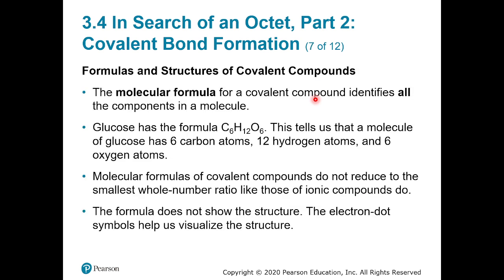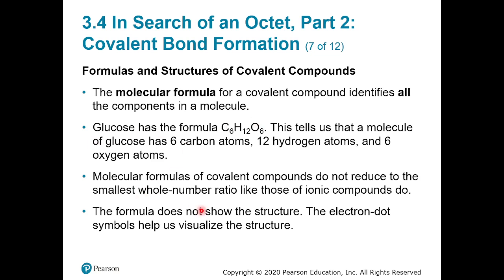All right, so let's talk about some of the molecular formula. So the molecular formula for a covalent compound is going to identify all the components in a molecule. Glucose has a formula of C6H12O6. Does everybody know what glucose is? Okay, it's the sugar that powers your brain, right? Do you know that essentially all energy that powers your brain comes from glucose? Your brain doesn't use anything else, essentially. Okay, and so this right here is the formula for that. Notice it's the number of carbons, number of hydrogens, number of oxygens. These are all the elements that are in there, and their numbers.